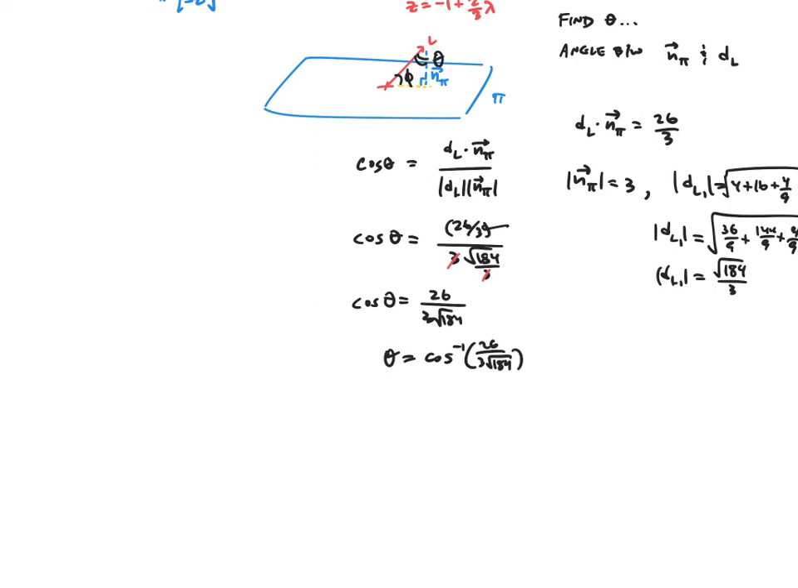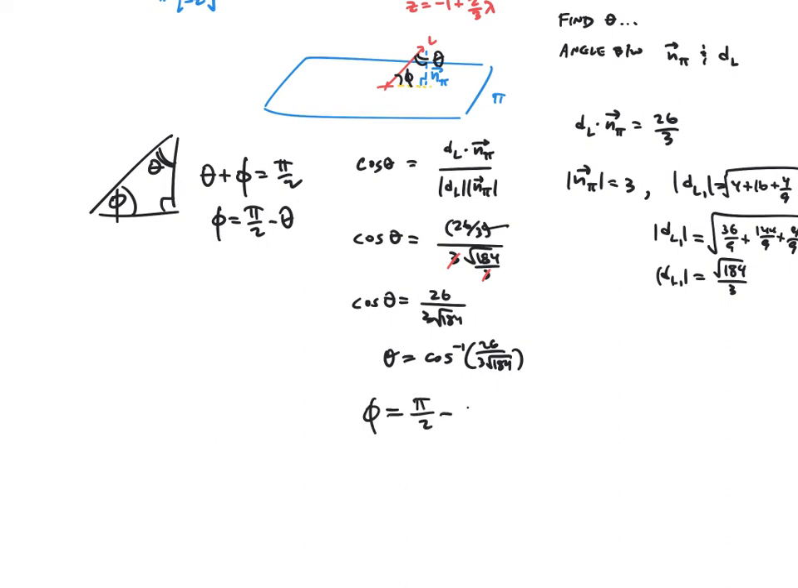Now, before we go any further, let's talk about this. This is no longer a kite that we're looking at. This is a triangle. In a right triangle, theta and phi, which are the acute angles, should add up to pi over 2. So theta plus phi is pi over 2. Therefore, phi is pi over 2 minus theta. So I'm going to find phi by taking pi over 2 minus this thing, the inverse cosine of 26 over 3 times the square root of 184.